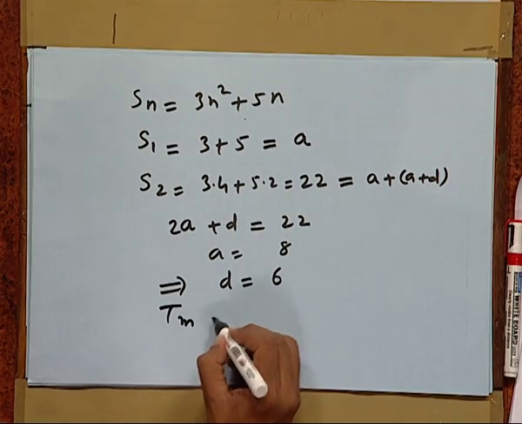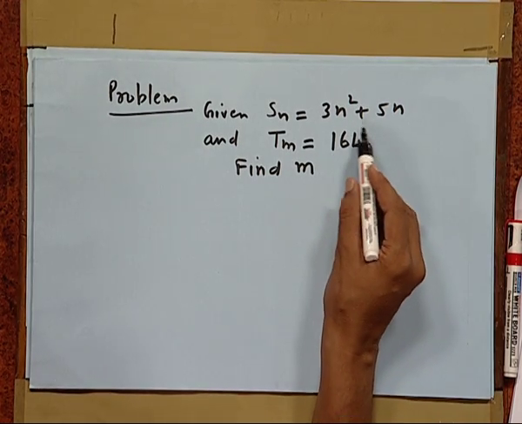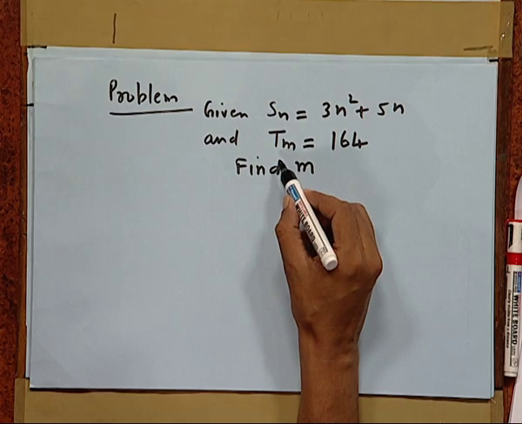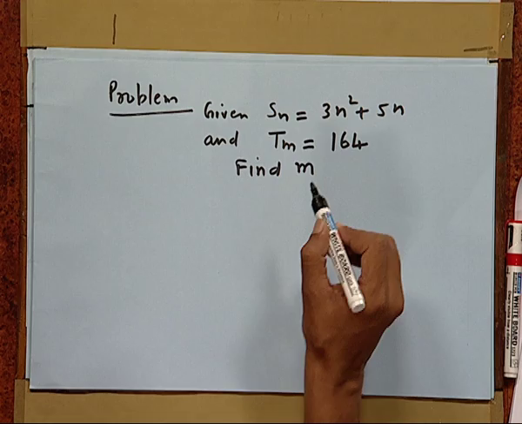And now that we know both a and d, we can find the whole thing about the series. Now suppose in this series we have to find the term which gives 156, I mean that term number which makes 156. That is, we are given that Tm is 156 and we have to find m. Let us take a problem. Here Sn is given to be 3n square plus 5n and the mth term is given to be 164. We have to find m.